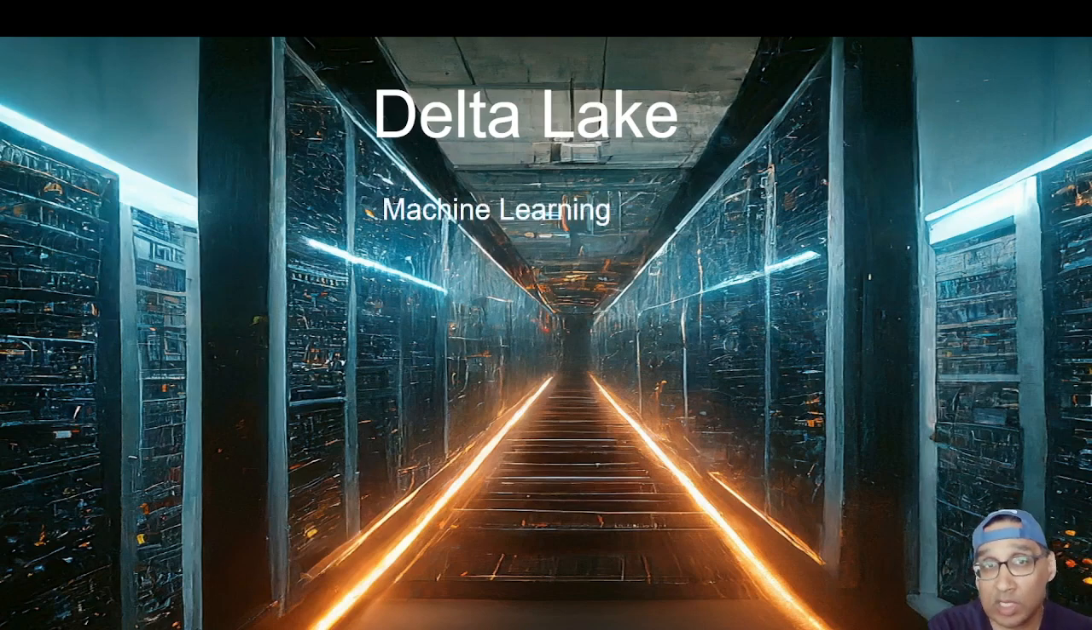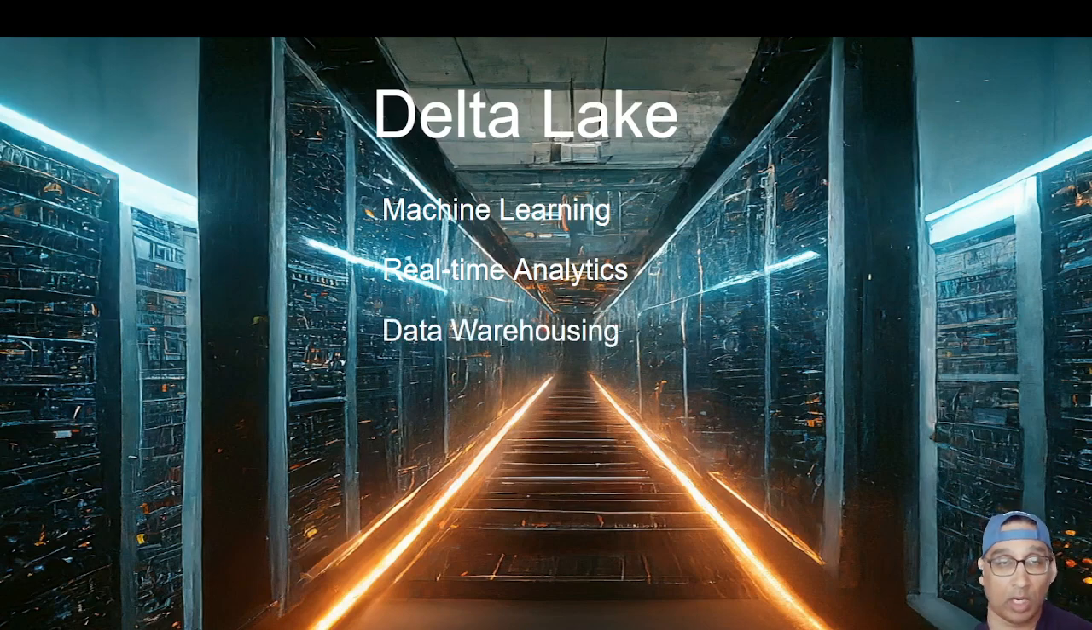Now, some of the use cases for Delta Lake are, of course, machine learning, which is one of the biggest things that people are using nowadays, where you're training and running powerful machine learning models directly on Delta Lake tables. Then another is real-time analytics, where you can build pipelines for streaming data ingestion and analysis for near real-time insights. Data warehousing is the biggest factor now, more than anything else, where you can create reliable data warehouses within your data lake for structured data analysis.